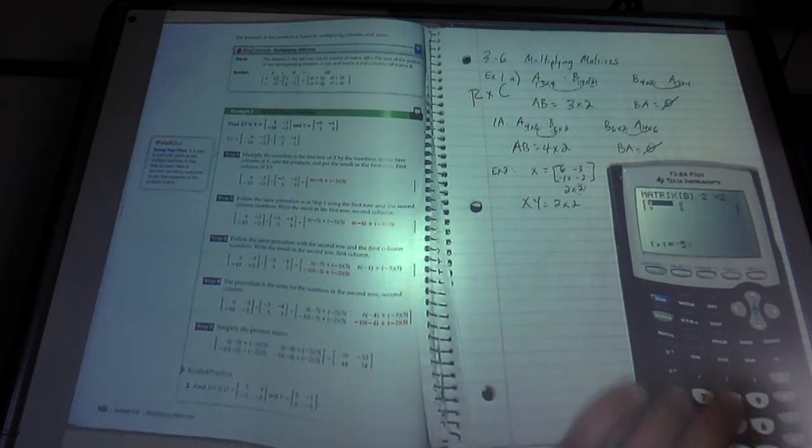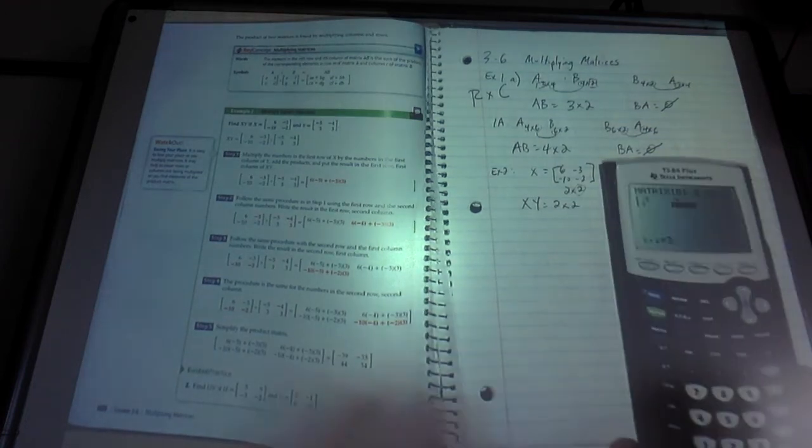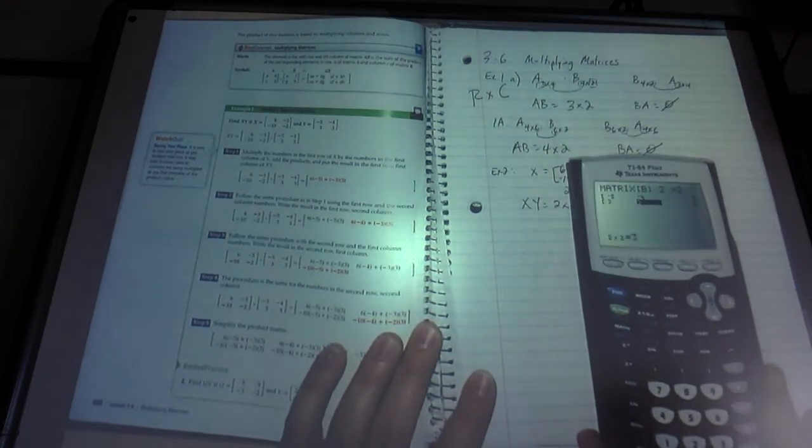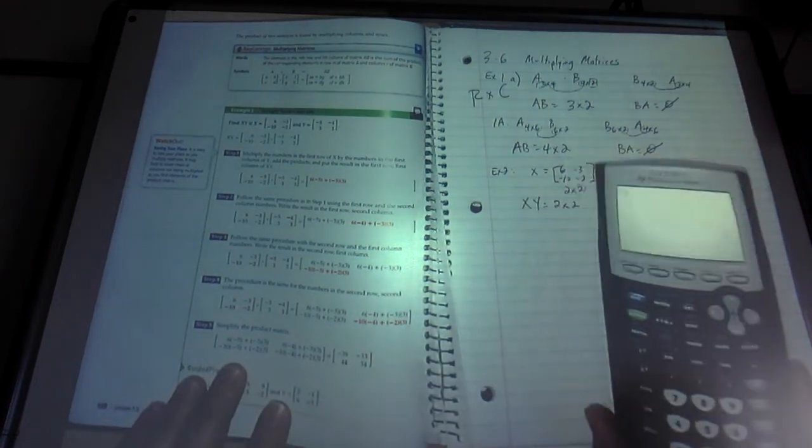Top left was -5. Top right is -4. Bottom left is 3. Bottom right is 3. Getting that from the book or from what I wrote down. Just double check, make sure they're all in there. Good. Okay. Now multiplying them is extremely, extremely simple.